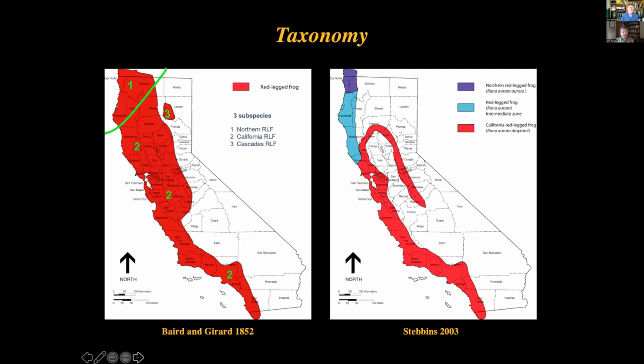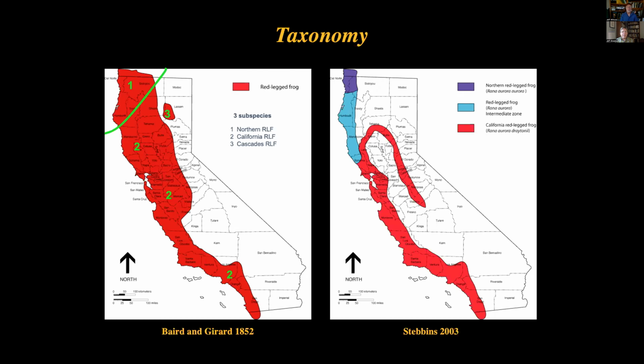They had, in the upper left, the northern red-legged frog. The lower and center portion of the range was the California red-legged frog. And this little blotch over here by Lassen was the Cascades red-legged frog. If you fast forward to 2003, about 145 years later, Stebbins came along and decided it's probably not that broad of a breakdown.